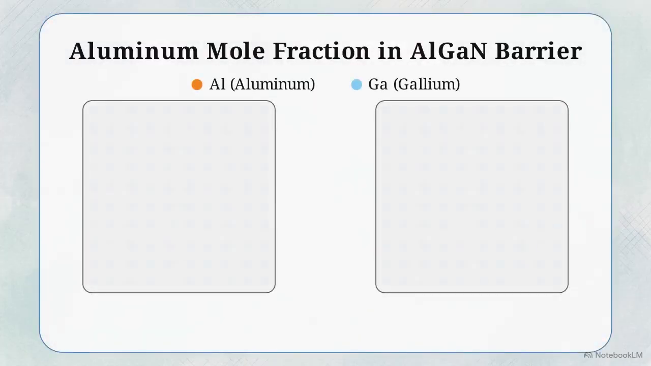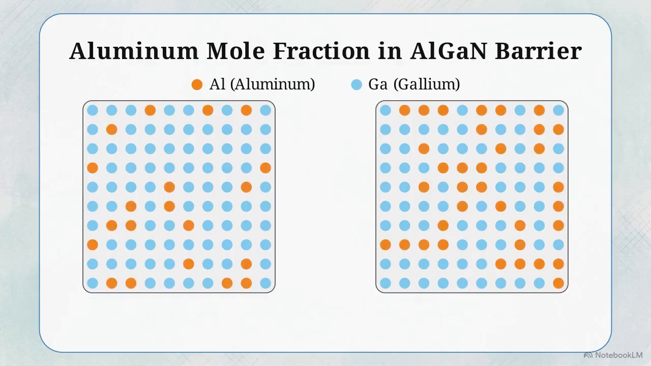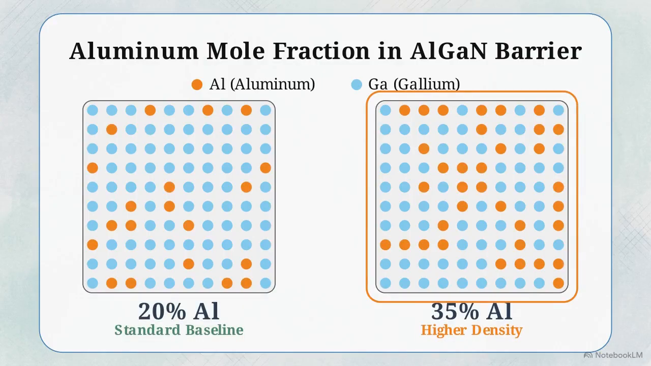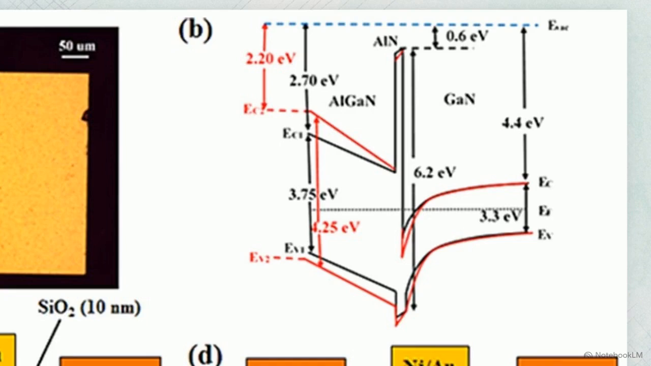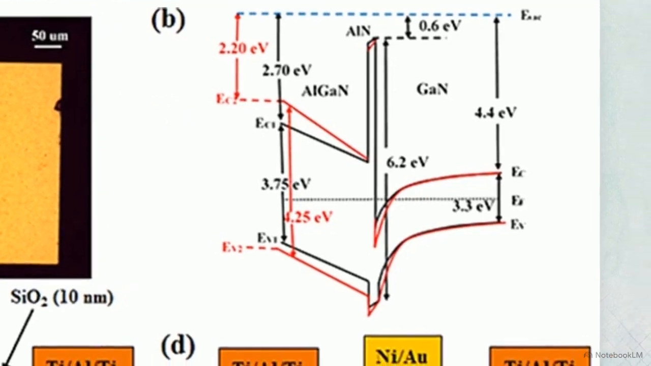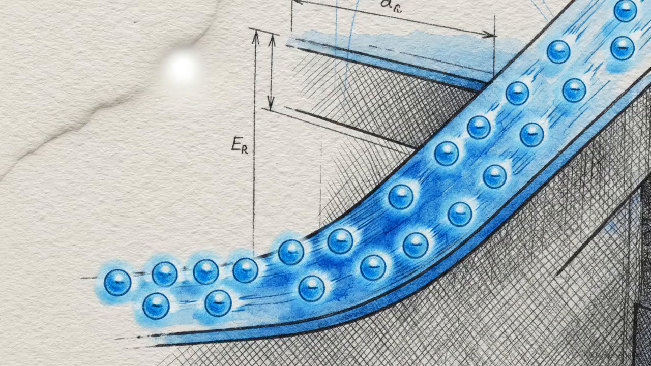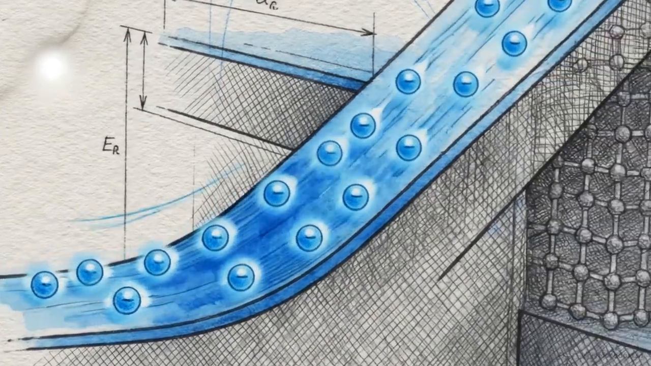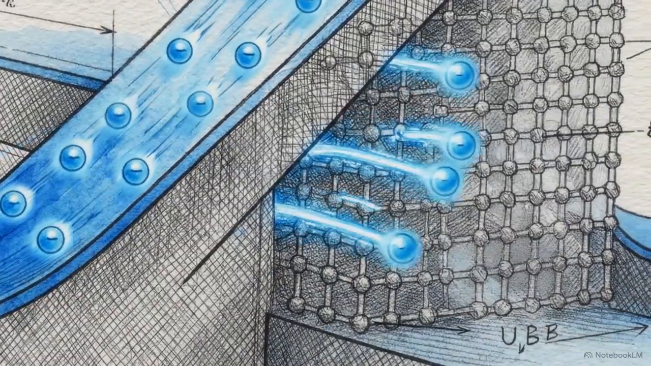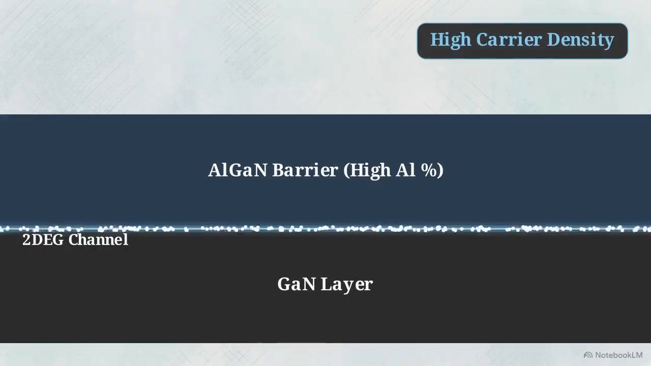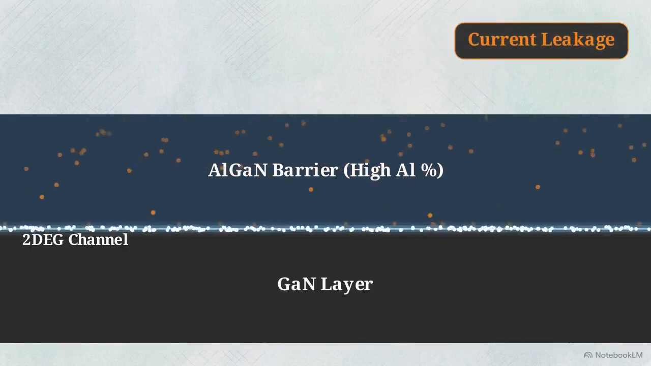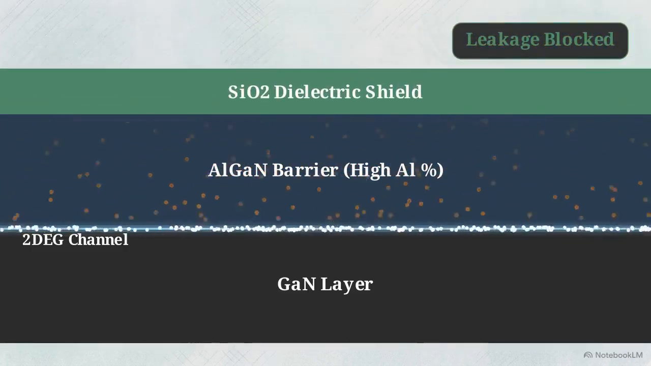To analyze how the material composition affects leakage, the researchers tested aluminum mole fractions of 20% and 35%. This diagram compares the compositions. Increasing aluminum to 35%, the black lines, widens the band gap and increases the electric field compared to the 20% in red. While this increases carrier concentration, the resulting band bending is more severe, scattering carriers and reducing mobility. This steeper gradient also increases the probability of carriers tunneling through the barrier when the device is in the off state. Higher aluminum concentrations create more conductive channels, but they also result in inherently leakier devices unless a physical dielectric is present to block the path.